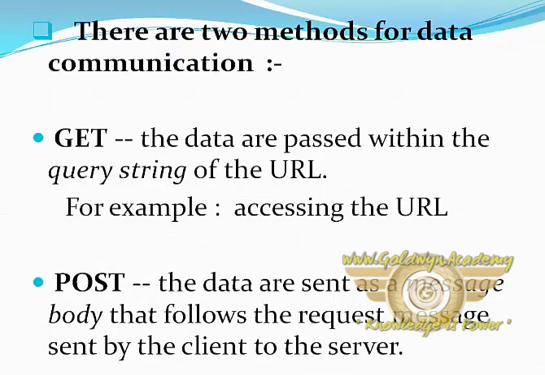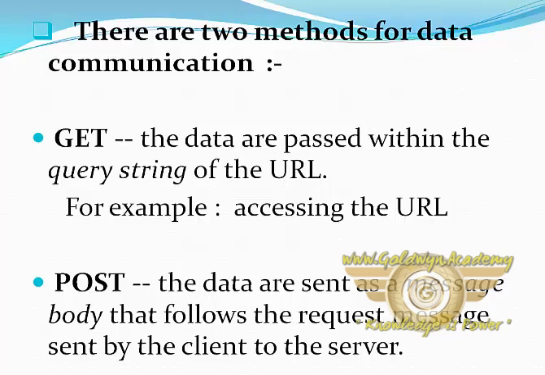There are 4 types of methods for data communication. First is get and second is post. Get, what do we mean by get? The data are passed within the query string of the URL. For example, we can access the URL. So accessing the URL is a get method of communication.